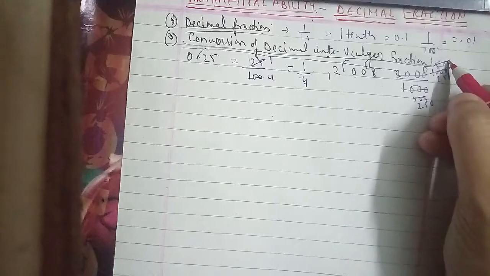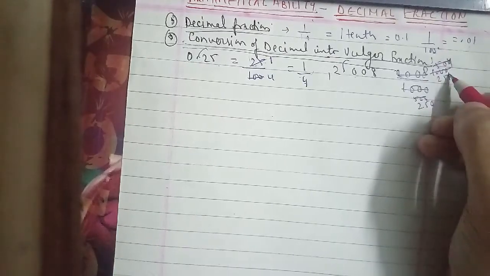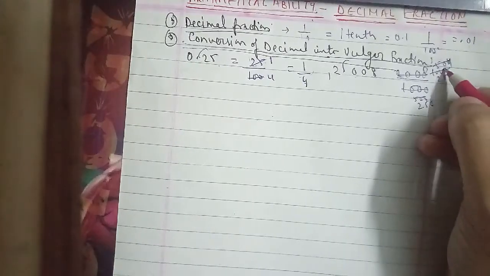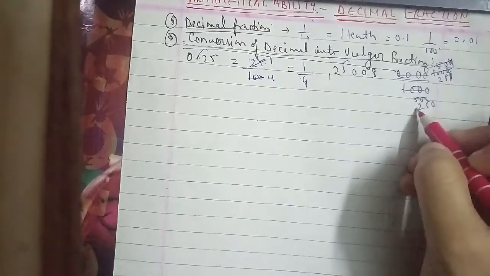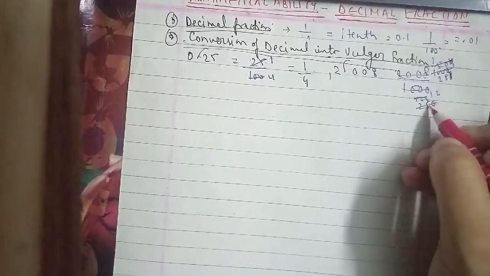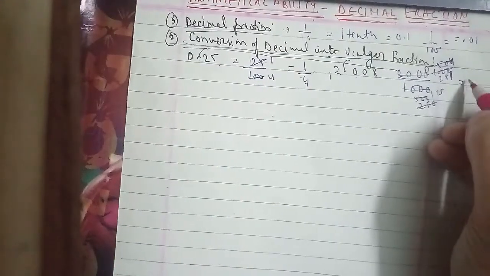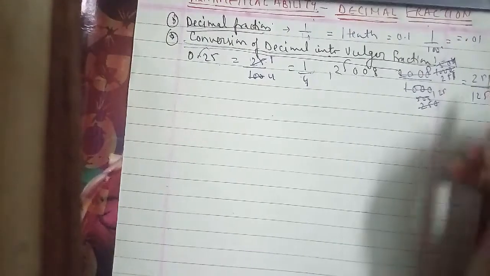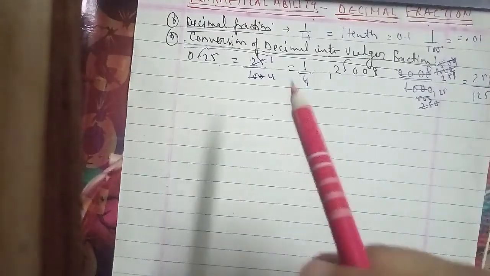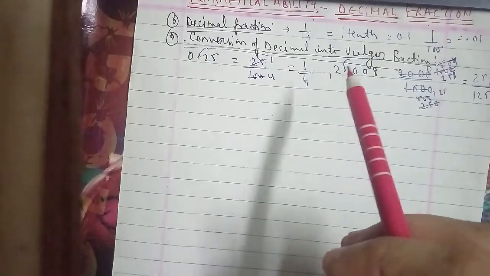So that will be your 1 here, and this is your 2, so that is 251. And in this we will have 2 ones are 2, 2 2s are 4, and 2 5s are 10, so that is your 251 upon 125. That will be the answer when we are solving the conversion of the decimal into the vulgar fraction.